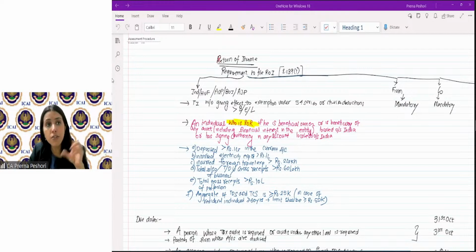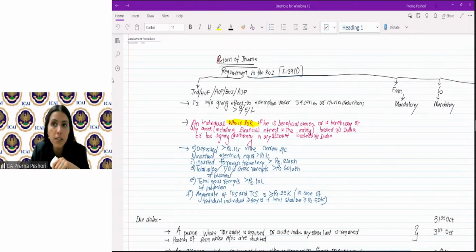The AO can also make a reference to the valuation officer to determine the fair market value of the investments, property, or any other asset. The valuation officer has to do it within 6 months from the reference. And again, failure to cooperate with the valuation officer may result in a best judgment assessment.